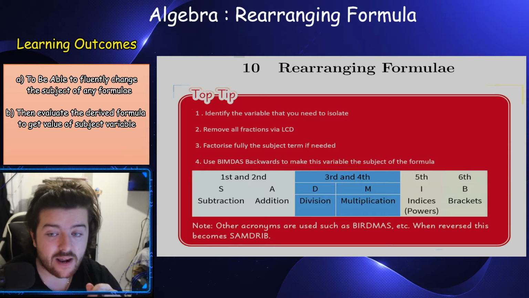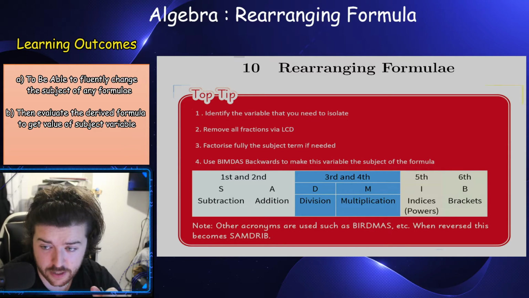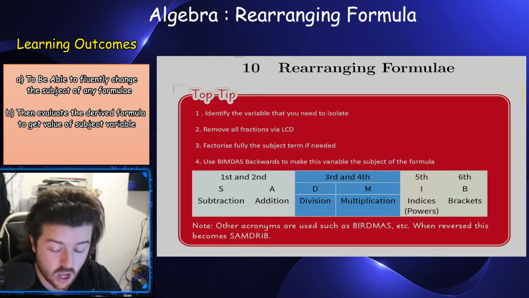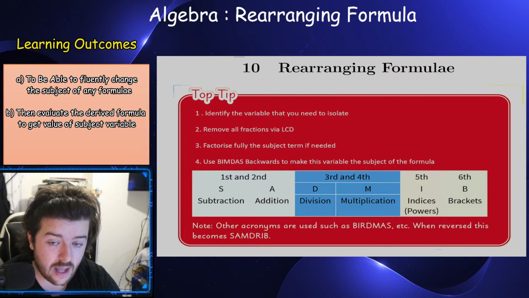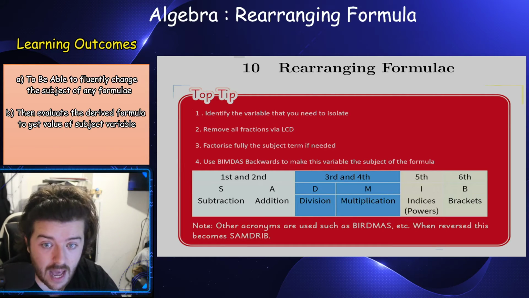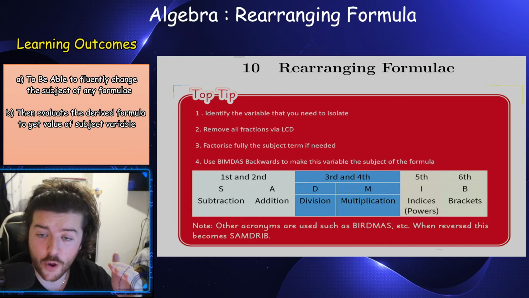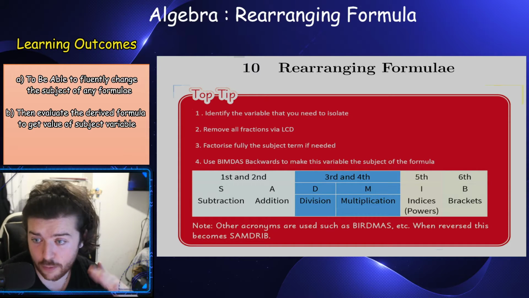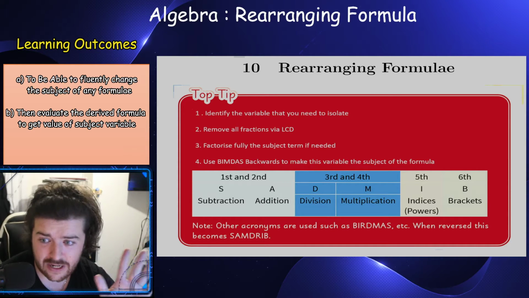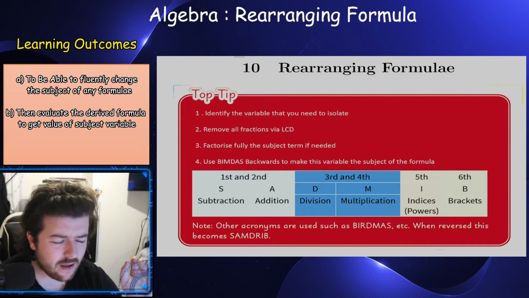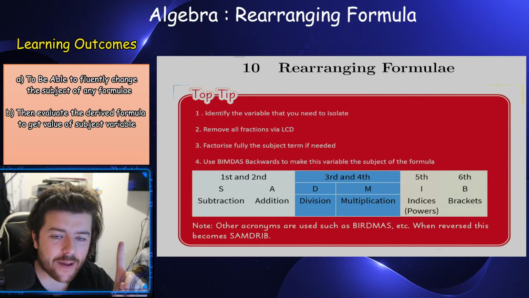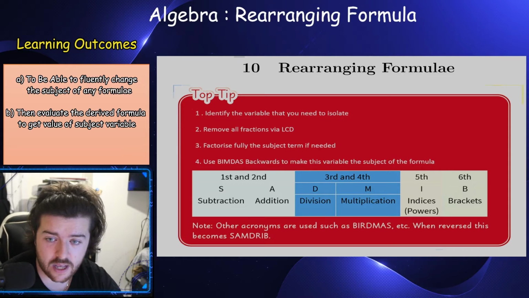Anyway, and finally, step 4. Once the other 3 steps are completed, step 4. This also applies to solving equations as well. Apply BIDMAS backwards to make the variable the subject of formula. So how when we perform normal arithmetic, we use the order of operations, BIDMAS or BODMAS or whatever you use, right? As long as that PEMDAS. Just apply it backwards. So I have BIDMAS backwards here.